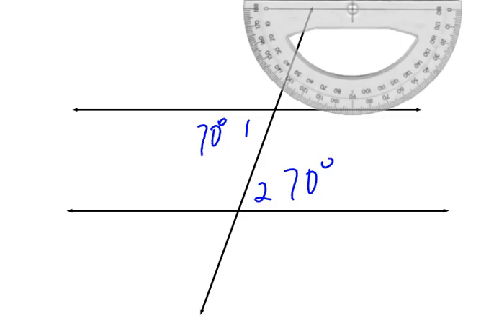So this is a theorem I need you to write down. I'm going to first give you the full statement, and then I'm going to give you an abbreviation. Let me give you the full statement first. If two parallel lines are cut by a transversal, then alternate interior angles are equal in measure. Write that down.